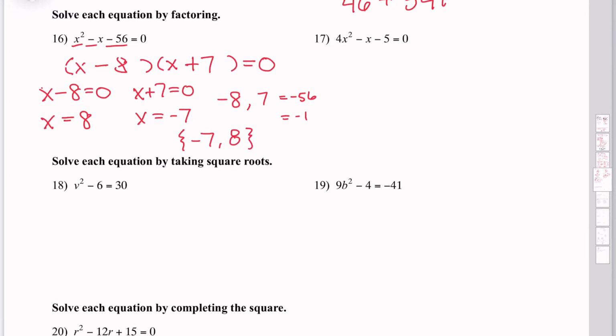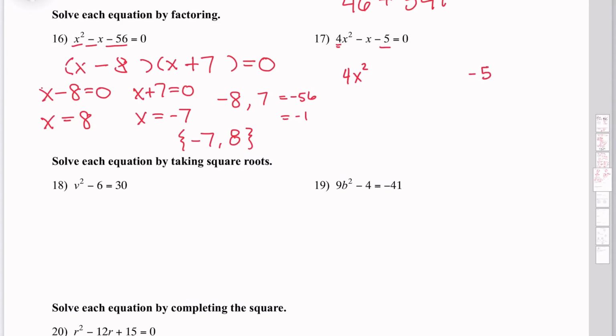Question 17, we are also expected to factor. The thing is, our a value is not 1. So what you want to do with this problem and with any other problem similar to this one, copy down the first term and the last term, the third term.